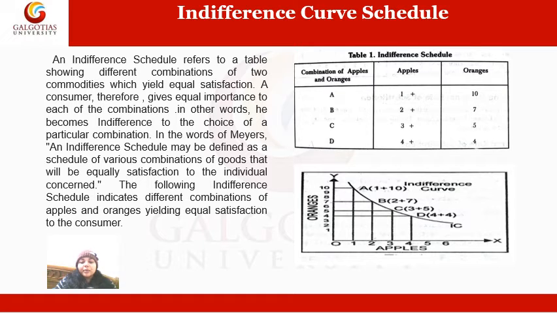Now, these all combinations are giving equal satisfaction to the consumer. In order to have one more apple, the consumer sacrifices some of oranges in such a way that there is no change in the level of his satisfaction out of each combination. Now, if this indifference schedule is drawn on a graph, then this becomes indifference curve. So here this indifference curve is basically drawn upon this indifference schedule, and all the combinations regarding oranges and apples are shown here in this indifference curve.